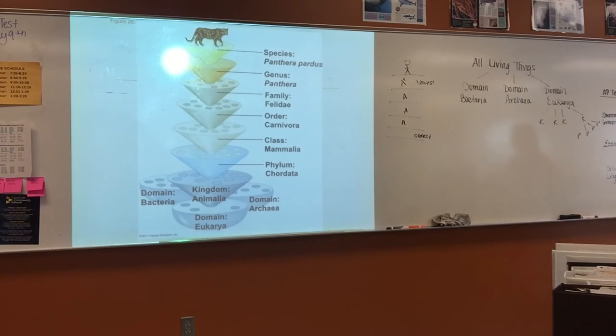That looks more like a cheetah. Yeah, no, on the next page it'll say leopard. So I don't know. Are you sure it's not panther? No? Panther, yeah. Well, that's the genus. Could be a panther.